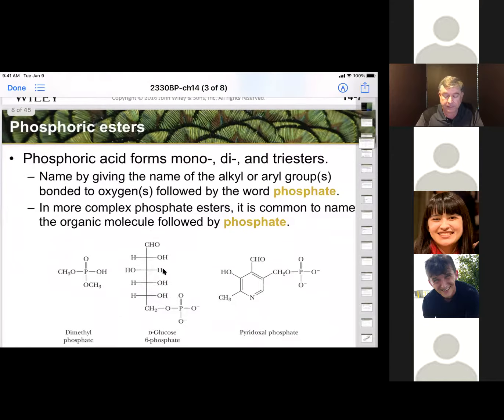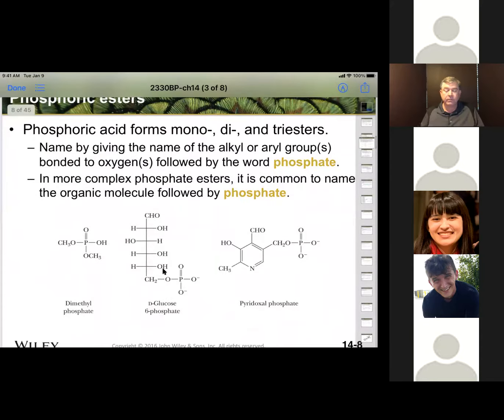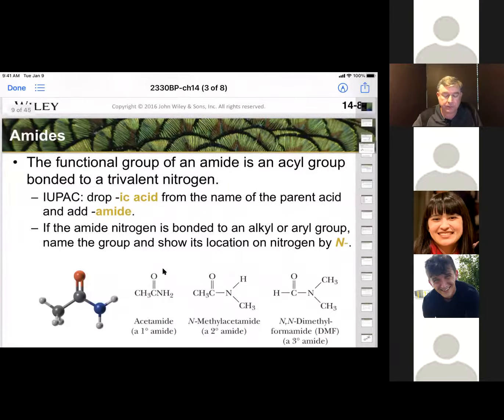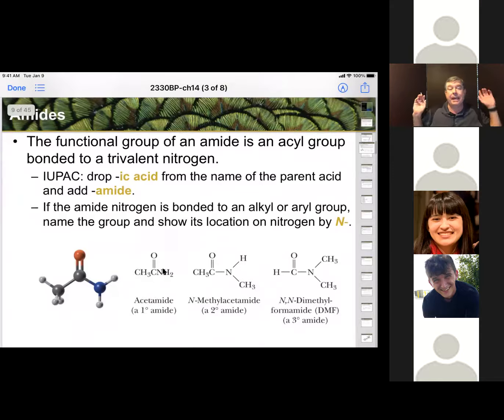For our phosphate esters, again, are used extensively in biological systems, and you'll learn a lot more about this if you do the follow-on course. I don't do very much with the phosphate esters. But the next functional group I want to talk about is the amides.